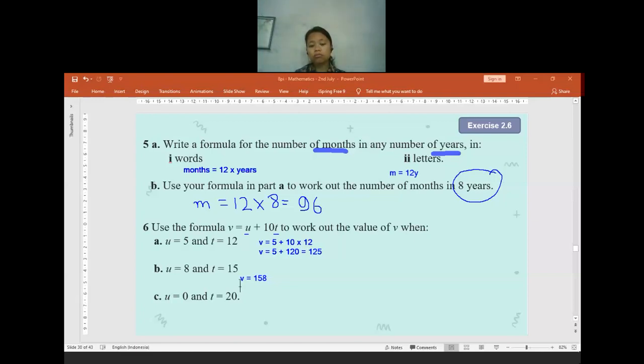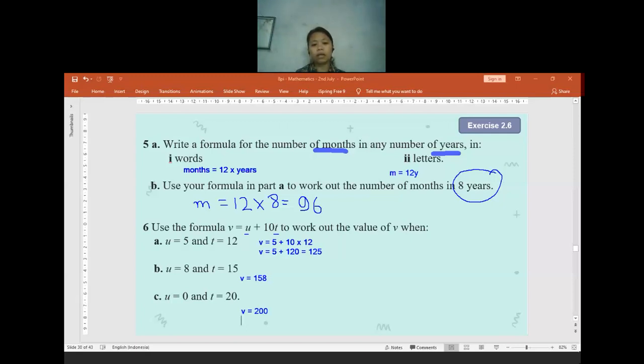No? Okay. For question C, how many is V? It's 200. Is there anyone who disagrees with the answer 200? V is 200. Is there anyone who disagrees with this answer? No? Okay. Is there anyone who has any difficulties before I move to the next question?